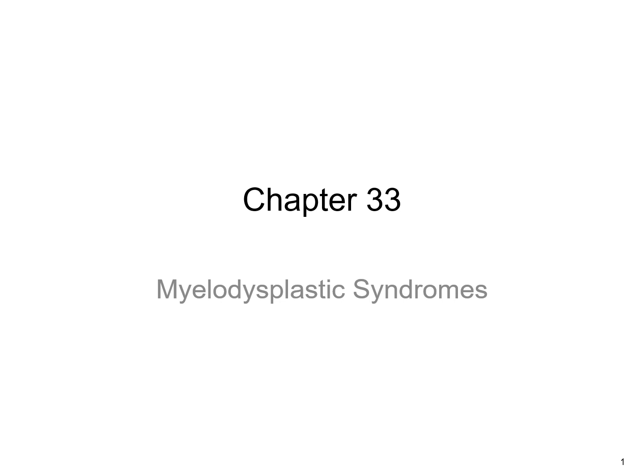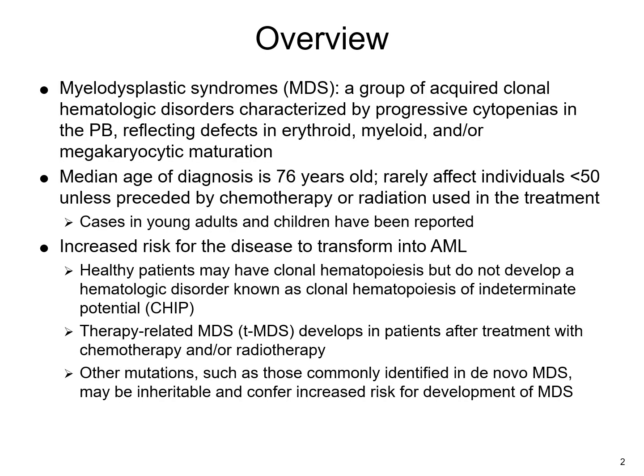In this lecture, we'll cover Chapter 33, Myelodysplastic Syndromes. So your myelodysplastic syndromes are a group of acquired clonal hematological disorders that are characterized by progressive cytopenia in the peripheral blood. That cytopenia just means that there's a decrease in mature cells. So that's just going to mean that you're going to have more immature cells in circulation in your peripheral blood. And it is actually reflected with defects in the erythroid, myeloid, and the megakaryocytic maturation.